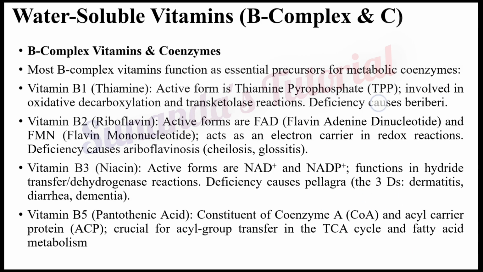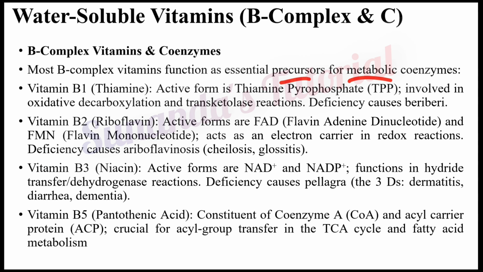At first, the B complex. There are two types of water soluble vitamins, B complex and C. They can easily dissolve in water. So at first, vitamin B complex. Most B complex vitamins function as essential precursors for metabolic coenzymes. Coenzymes are small non-protein organic molecules that bind to the enzyme and help to catalyze a chemical reaction. Under B complex, many vitamins are there: B1, B2, B3, B5 and so on.